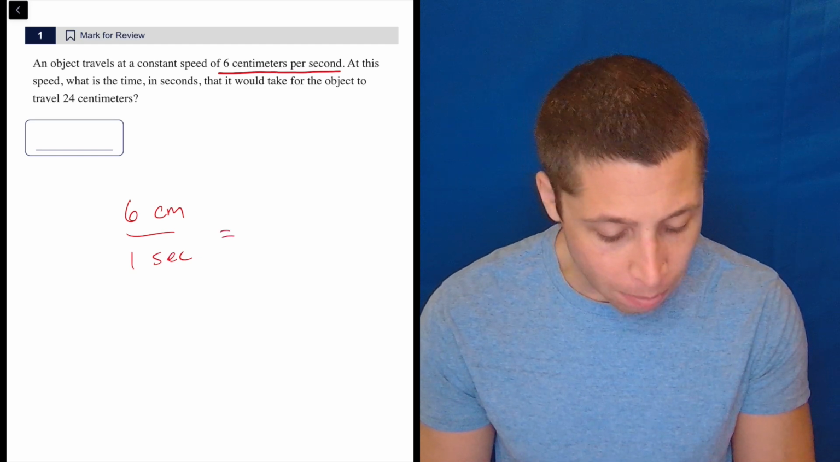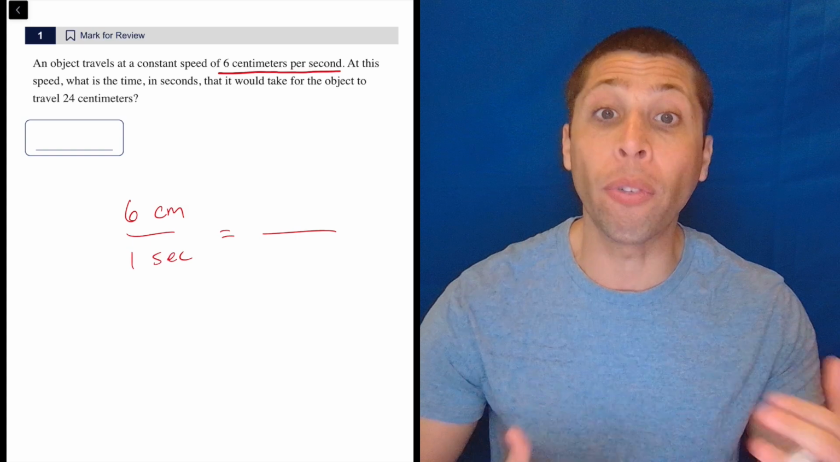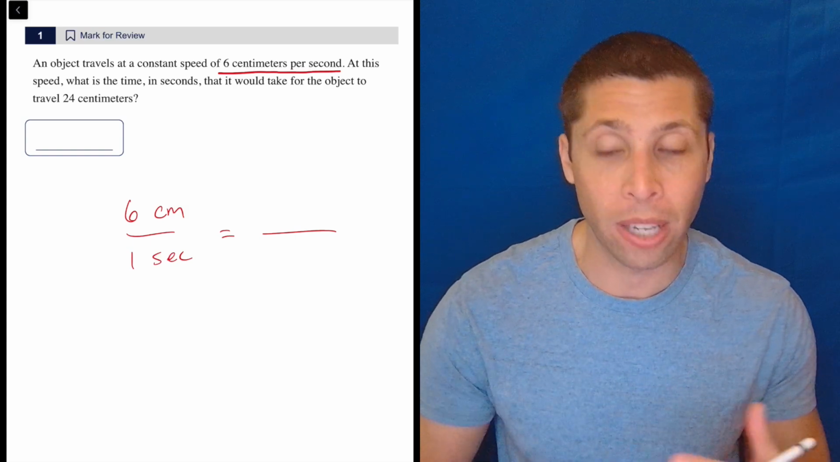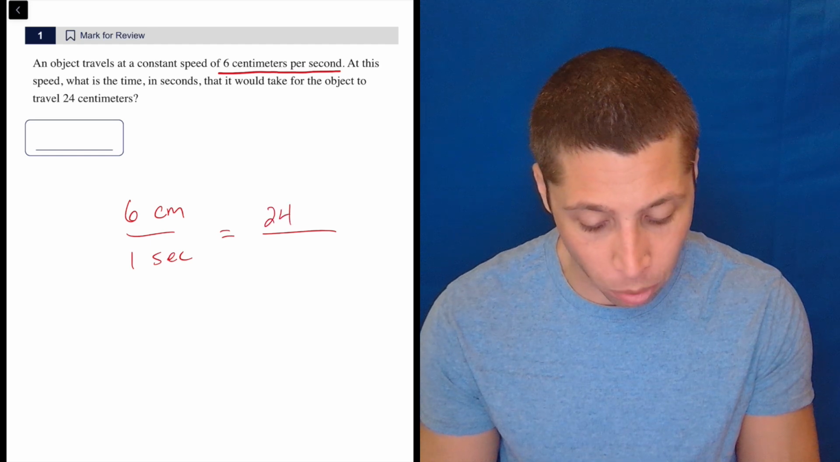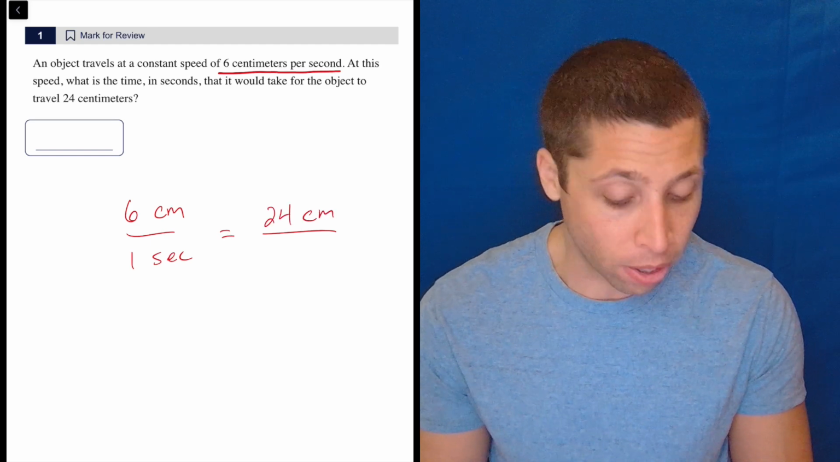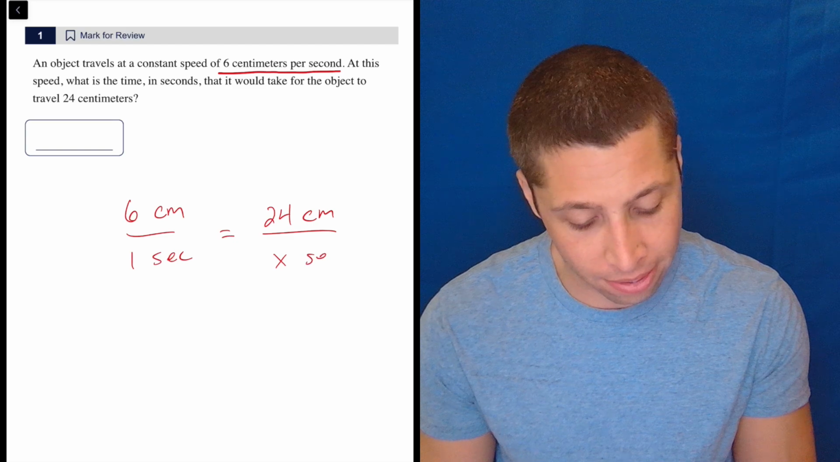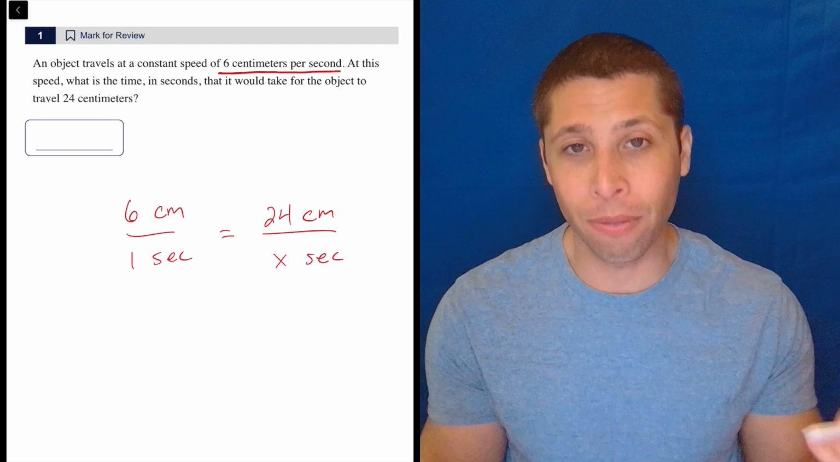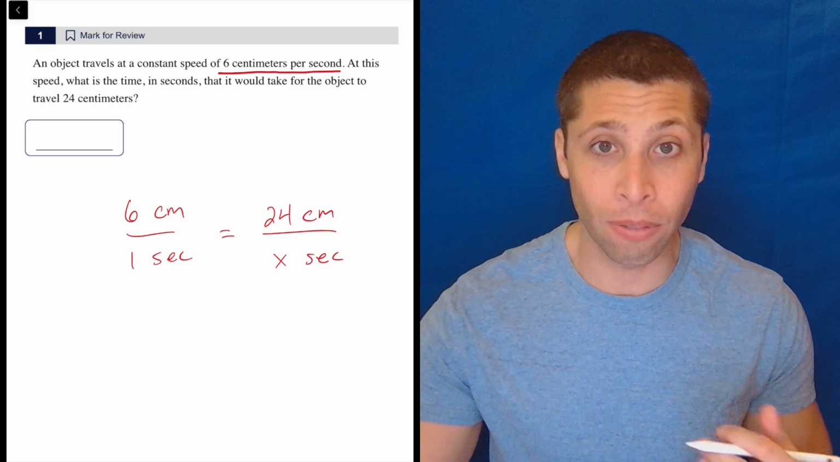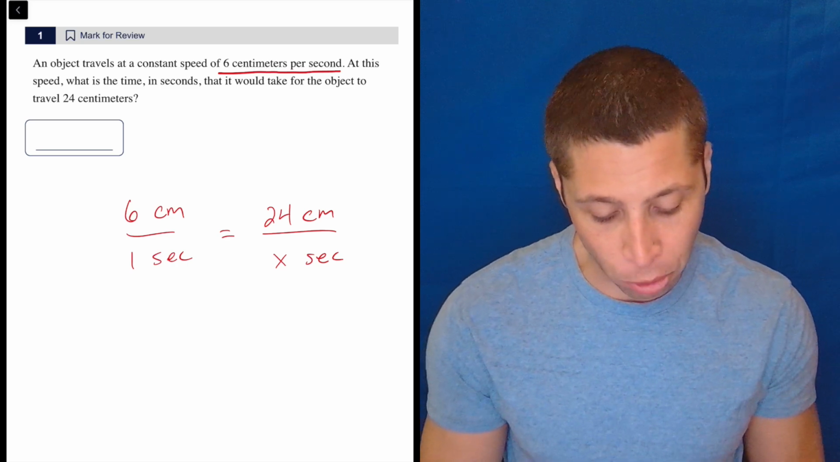So in this case, there's not really much that is needed. We're not converting any of these dimensions, any of these units. We are just kind of relating them. So if we were to set it up, that would be 24 centimeters. And then they want to know what is the time in seconds. So x seconds. So this is a basic ratio, basic unit conversion, but like I said, we're not really converting anything. So now we can just cross multiply and divide.